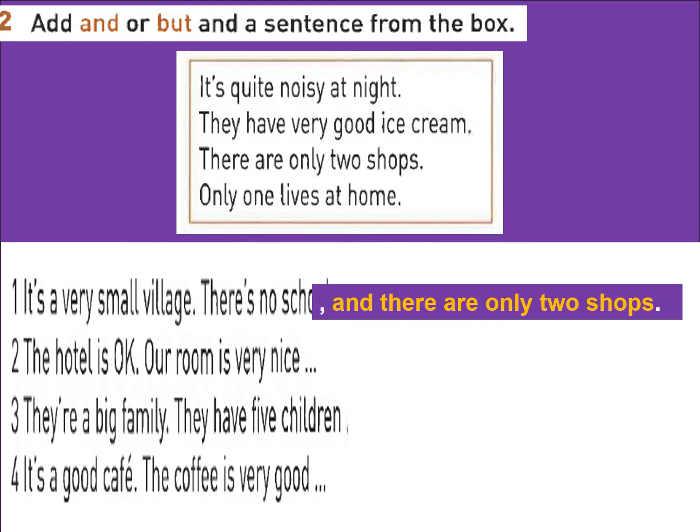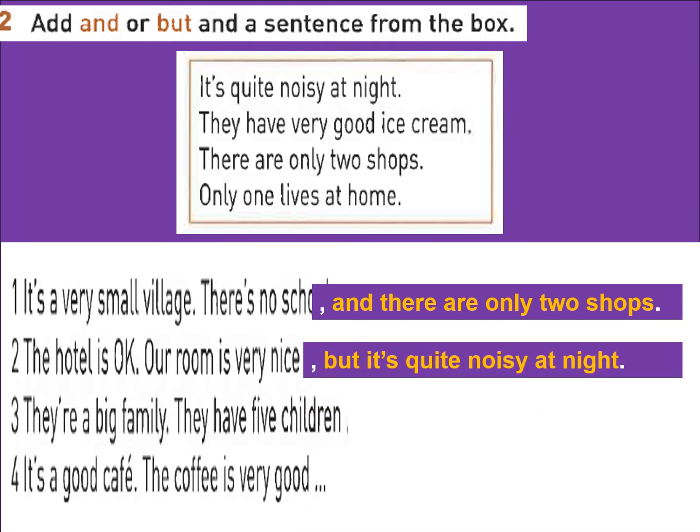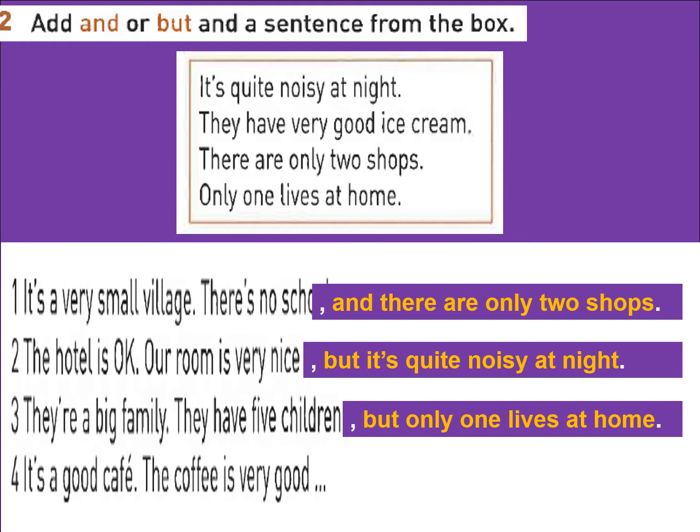Now try sentences 2, 3 and 4. Now check your answers. The hotel is okay. Our room is very nice. That's a good thing. It's quite noisy at night. That's a bad thing. So we join it with but. The hotel is okay. Our room is very nice, but it's quite noisy at night. Number 3. They're a big family. They have 5 children, but only one lives at home.